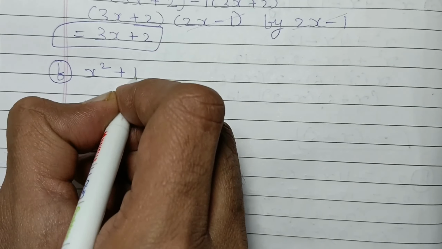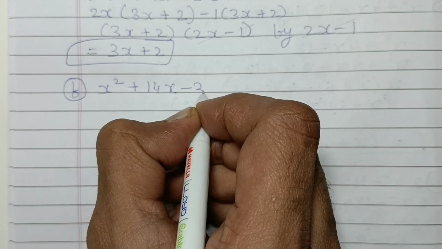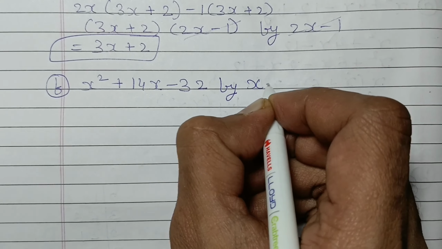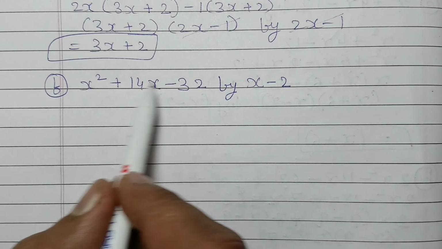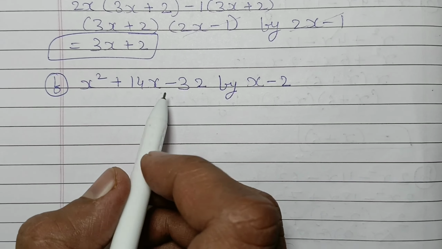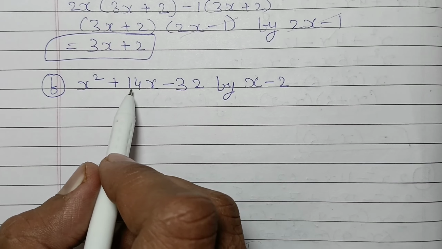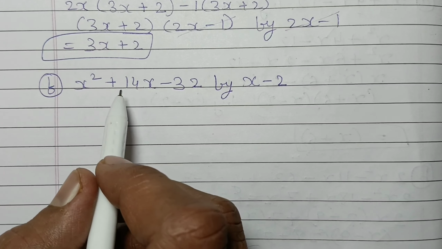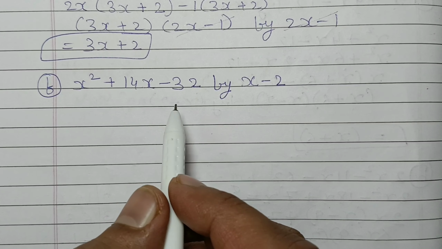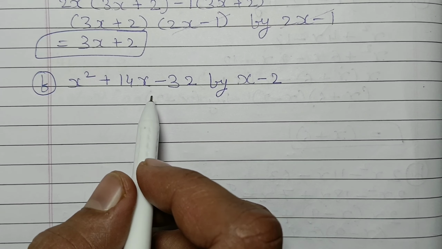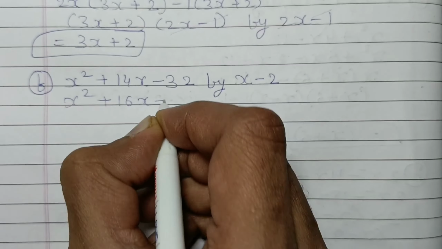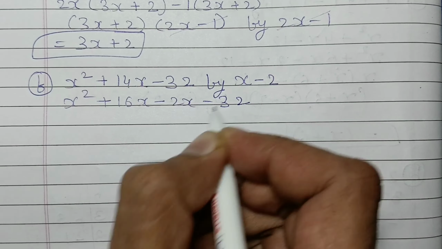Next question, F question, which is x square plus 14x minus 32, and we have to divide these by x minus 2. Okay, 32 ones are 32. We want such a number that if we add these two numbers, this will give us 14. So 16 twos is 32. 16 minus 2 will give us 14.